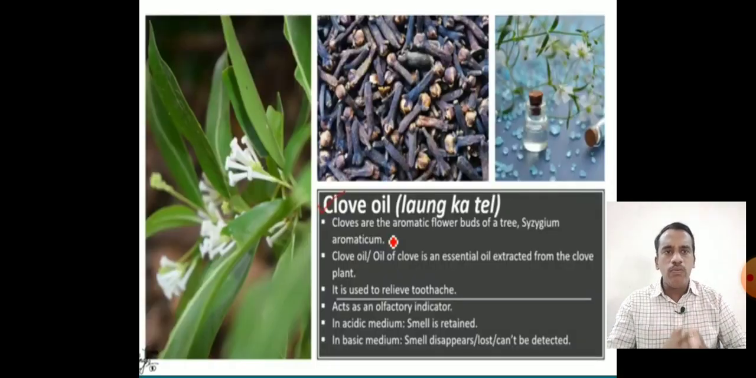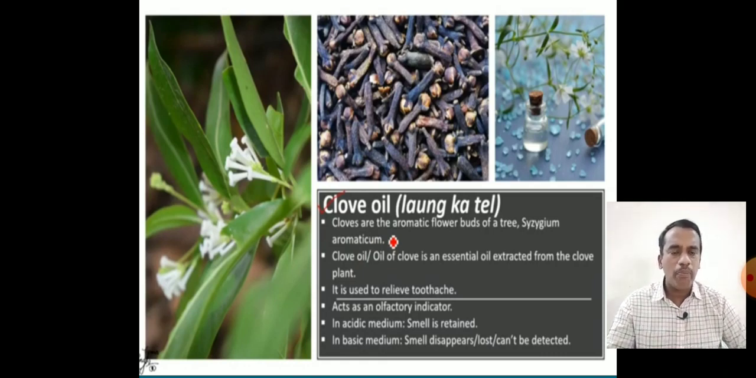If you still get the smell of the clove oil, it indicates test tube A had the compound in acidic medium, so the smell is retained. But if you don't get the smell of the clove oil, it indicates the compound is a basic compound. So what conclusion can we give? The clove oil also acts as an olfactory indicator. In the acidic medium, the smell is retained, but in the basic medium, the smell disappears or is lost.